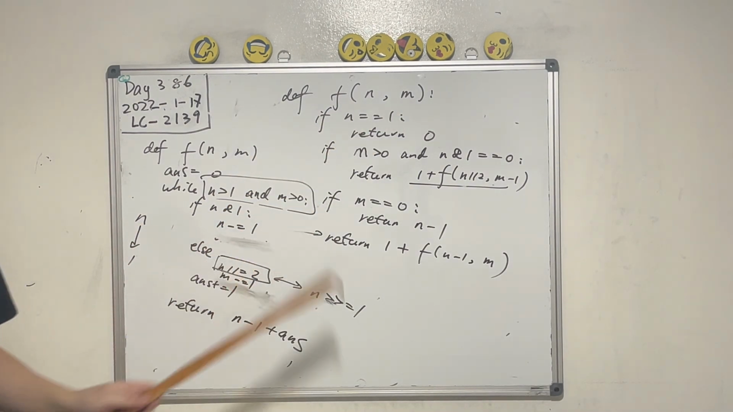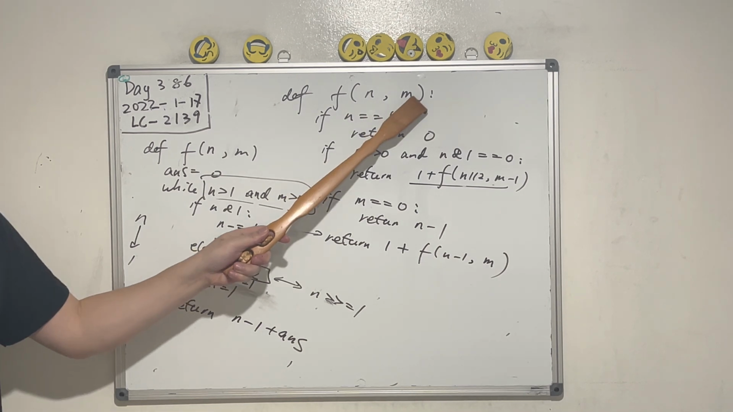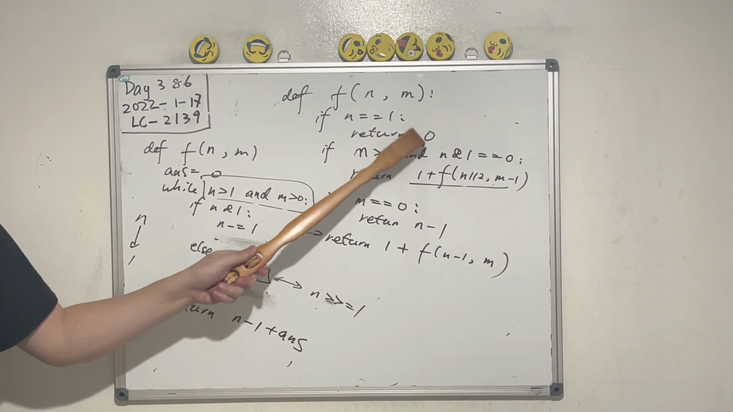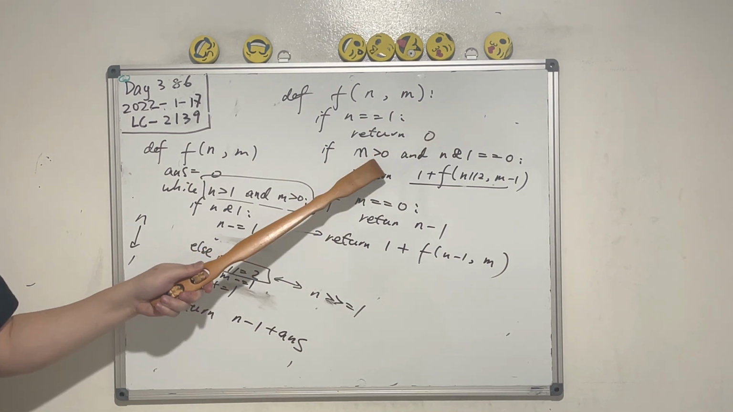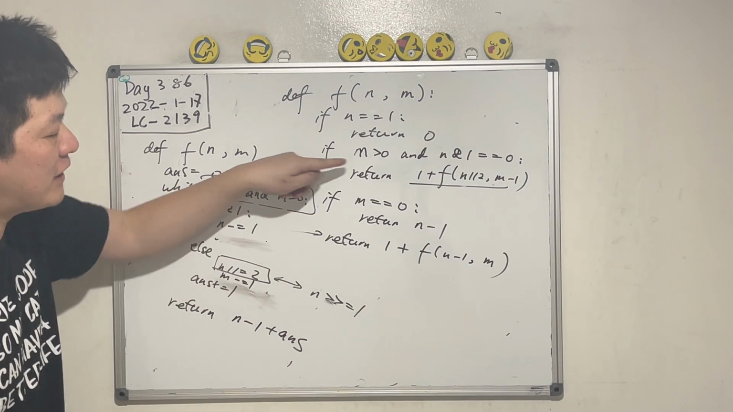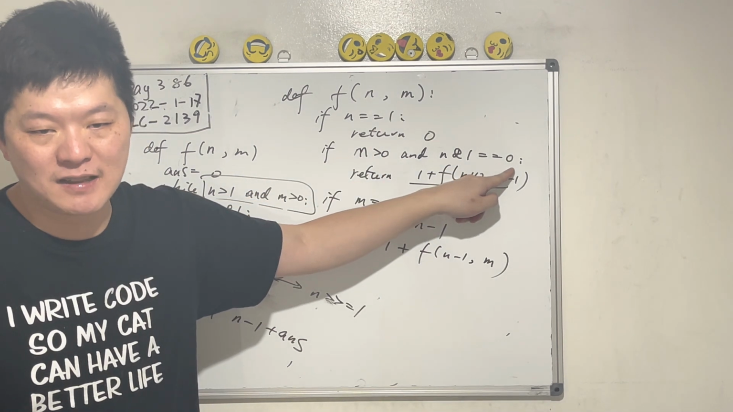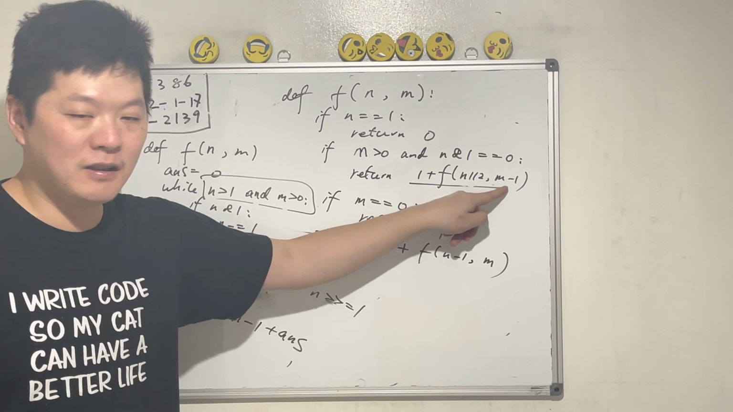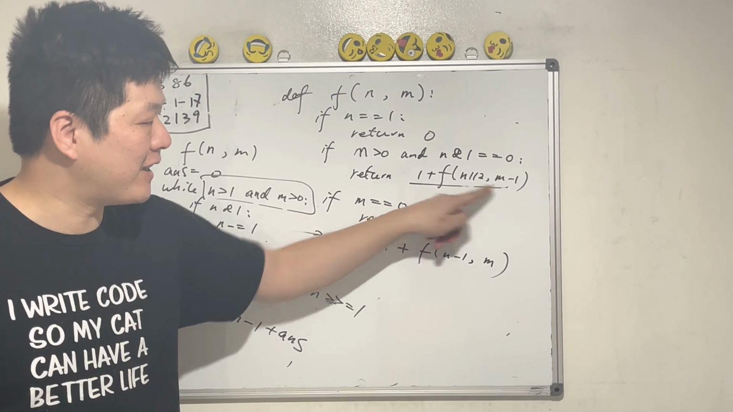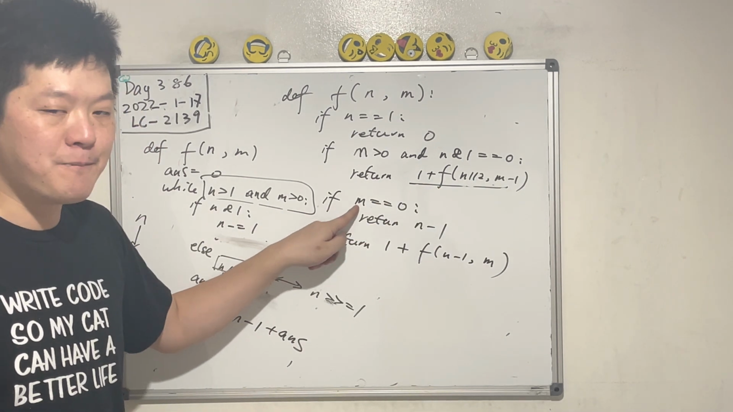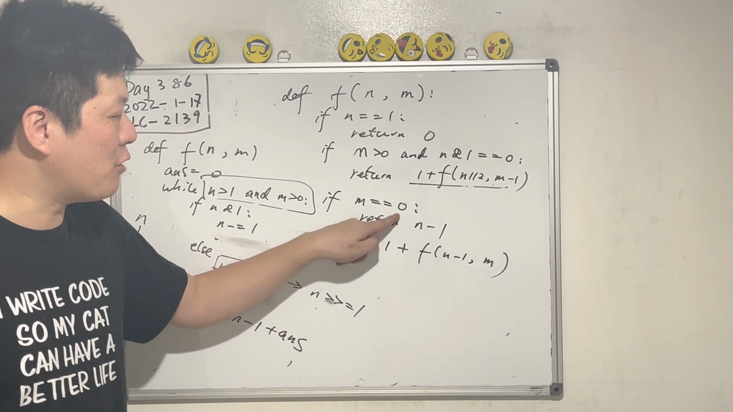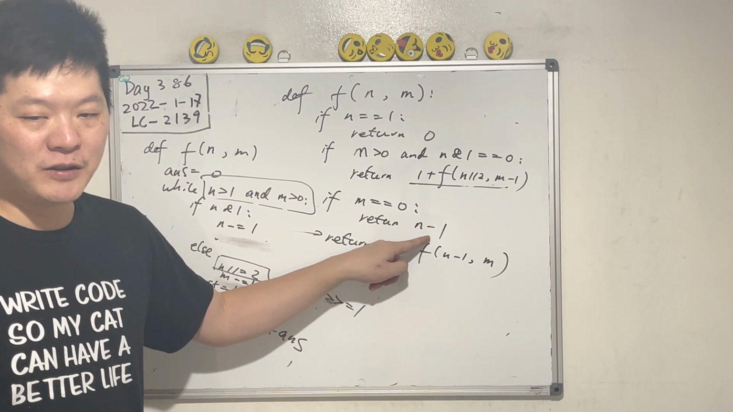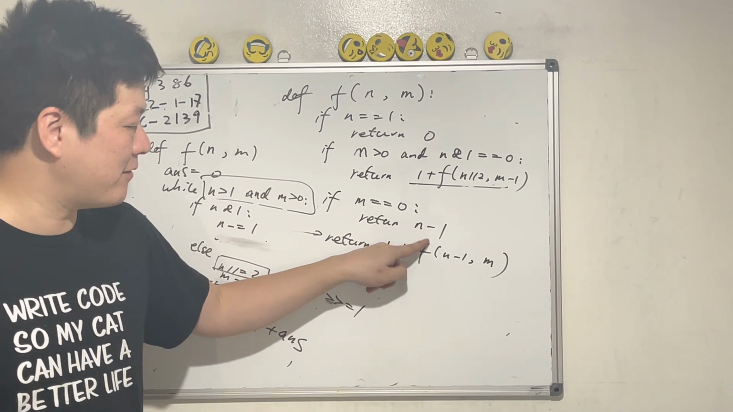So look, this is n, the current number. Let me repeat again. This m is the number of divisions we can do. When n is 1, then we return 0. Obviously we are at target. When we have division and the current n is an even number, then we can do the division. n divided by 2, and we have one less division here, 1 plus. If m is 0, it means we can't do the division anymore. So we need n minus 1 to bring down the n to 1, right?